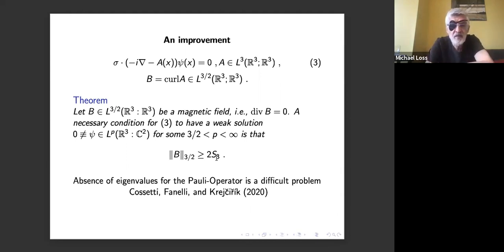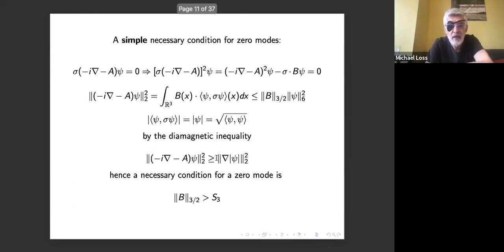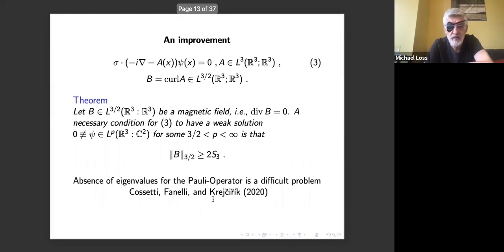So you might say it's laughable. You have an improvement from 1 times the Sobolev constant to twice the Sobolev constant. But you see, these are somehow tricky problems. If you really want to see how tricky these problems are, you should have a look at this paper of Cosetti, Vanelli, and Krejcik, where they talk about absence of eigenvalues for the Pauli operator. This is really a very difficult problem. Our approach is actually much, much simpler in a way. They don't have that result. They look at a different aspect of this.